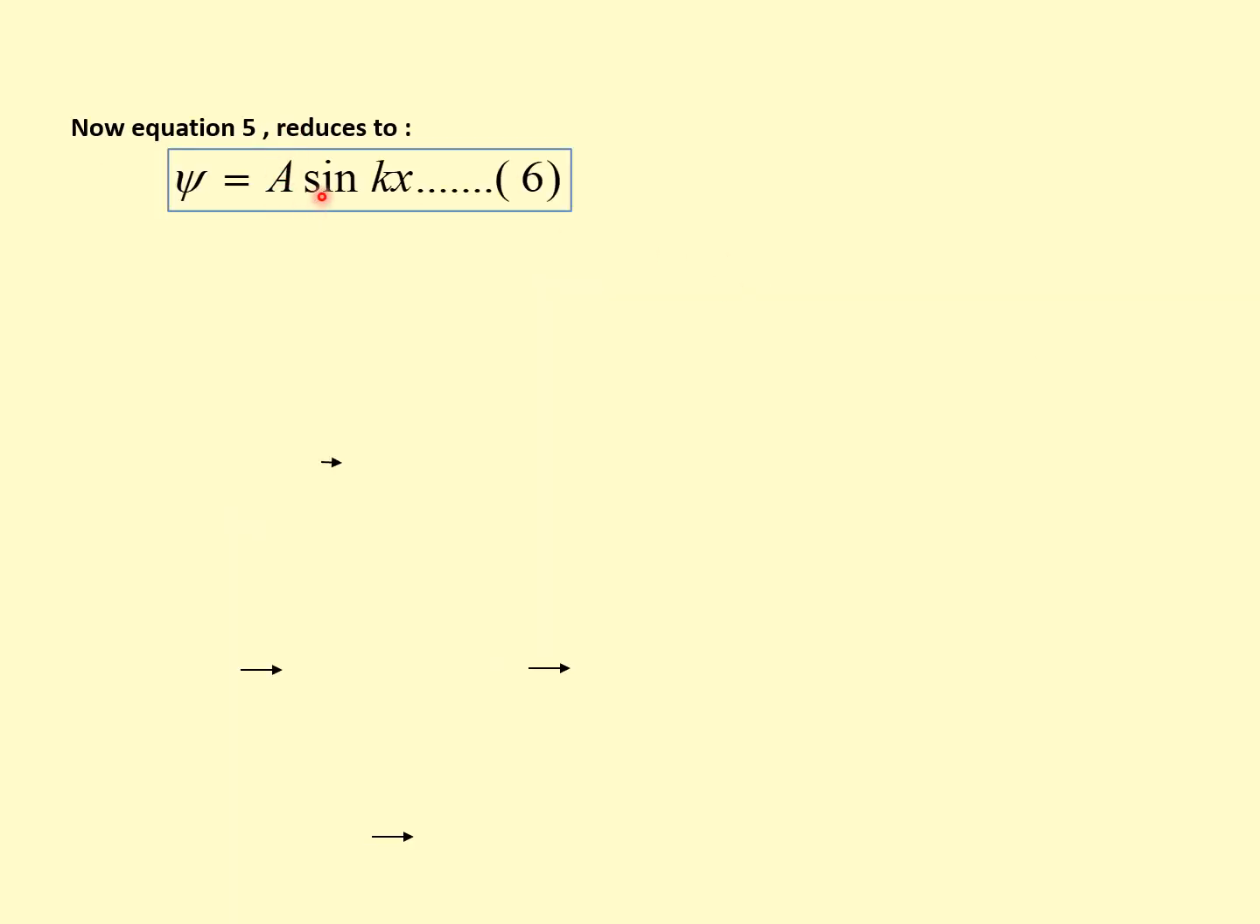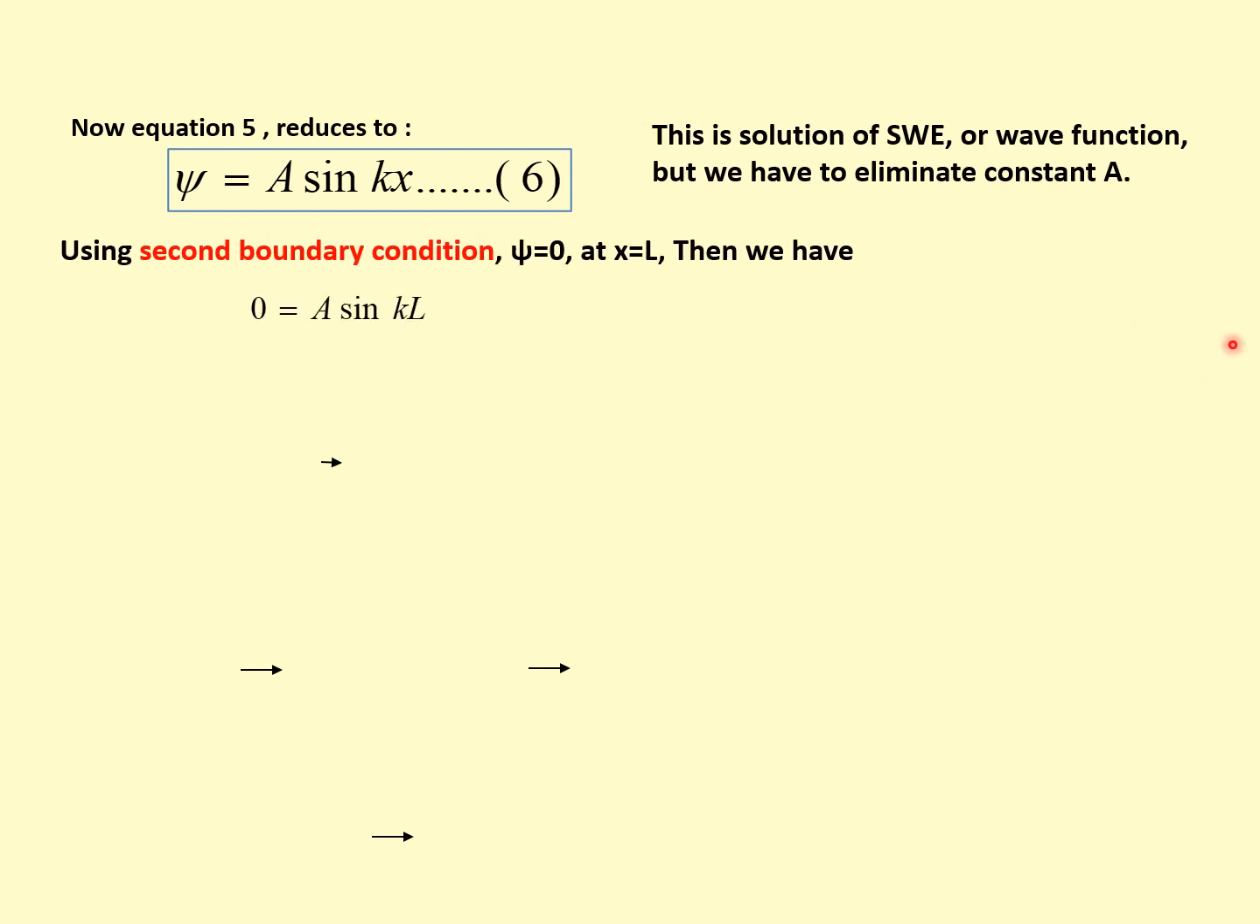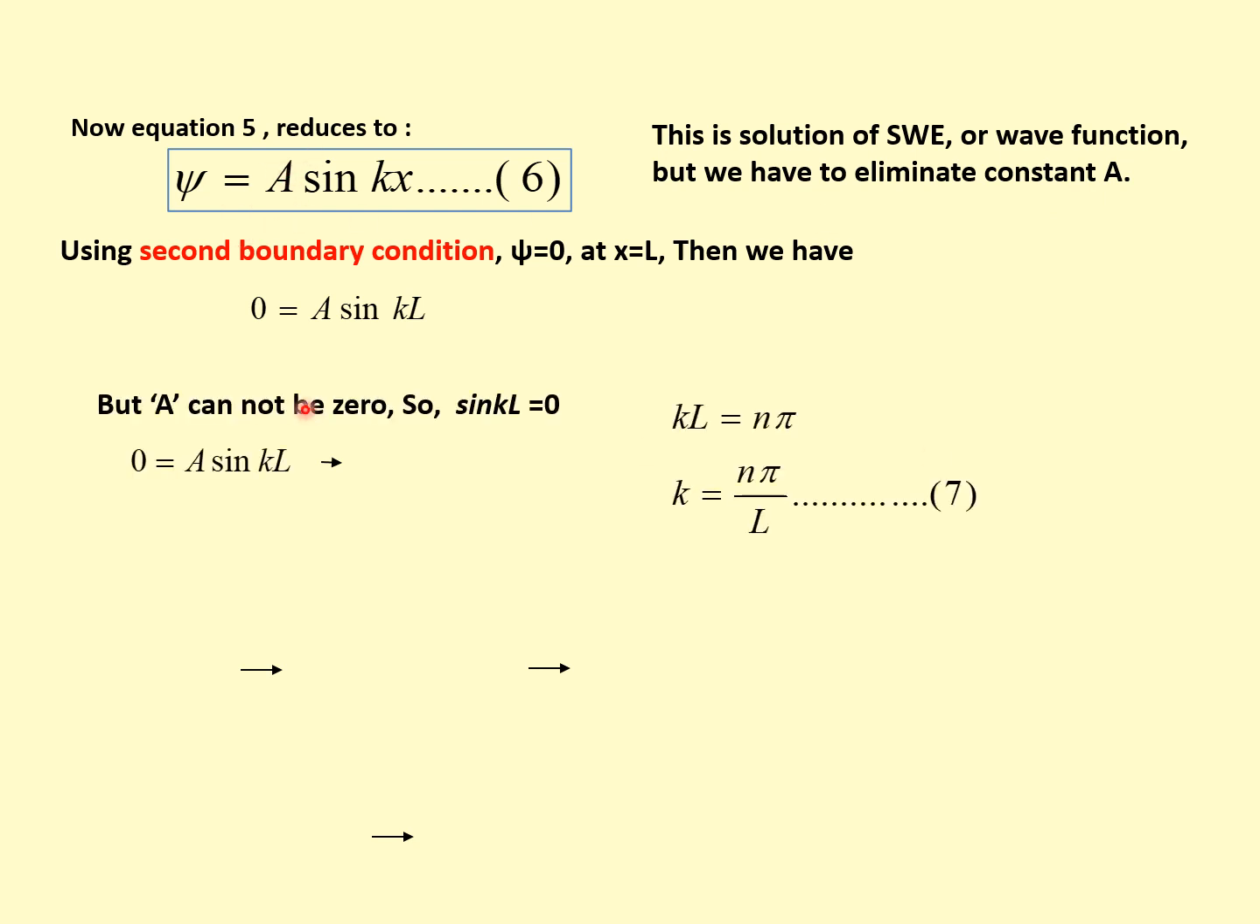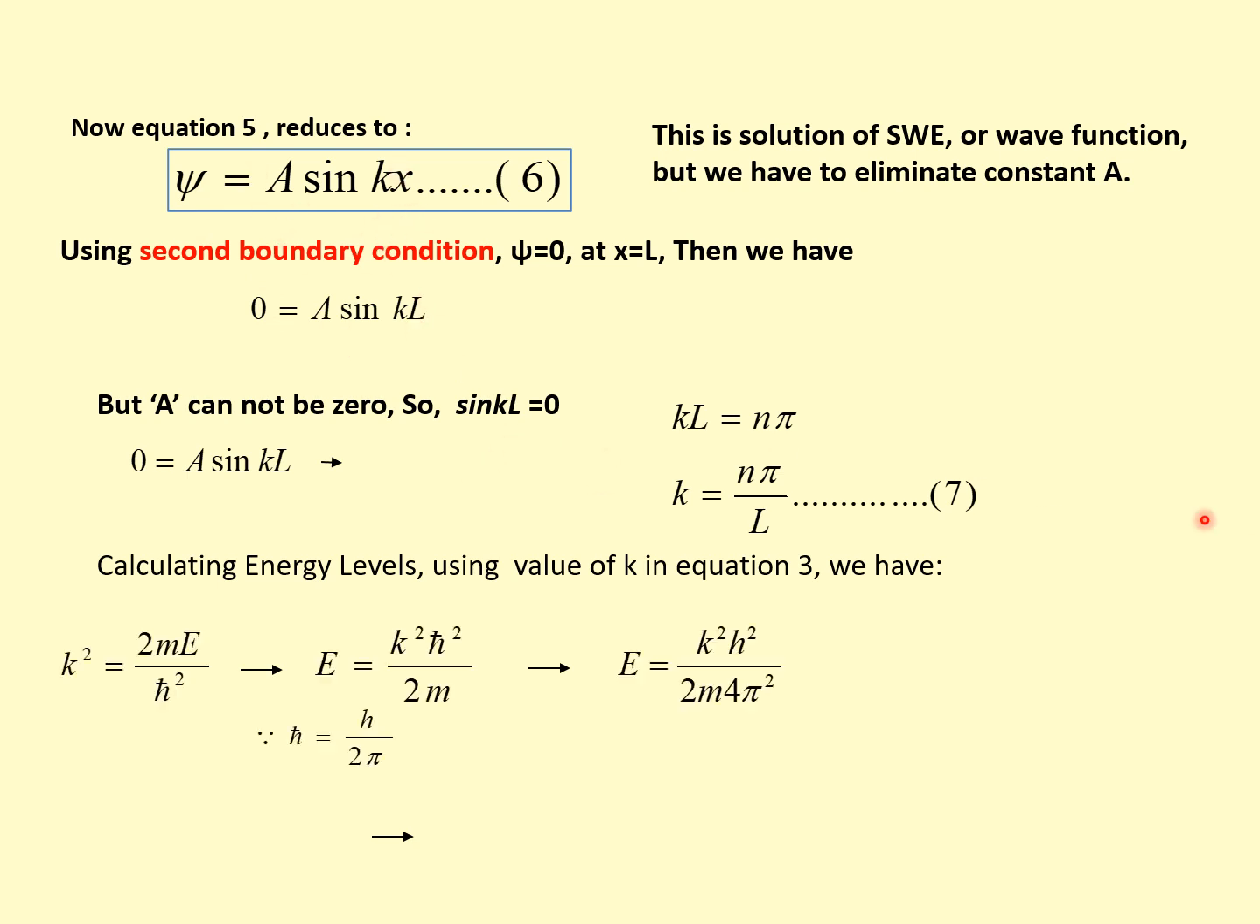Now for psi equal to A sin kx, we have to use the properties of the wave function to eliminate the coefficient A, and for this we use the second boundary condition, psi equal to 0 at x equal to L. So 0 equals A sin kL, and this means A cannot be 0 because it is a coefficient. So sin kL will be 0, or kL equal to n pi. If sin theta equal to 0, then theta equal to n pi. So kL equal to n pi, and k will be n pi by L.